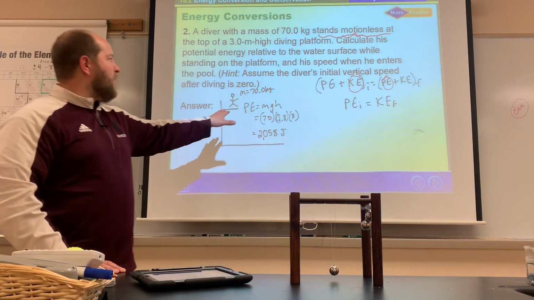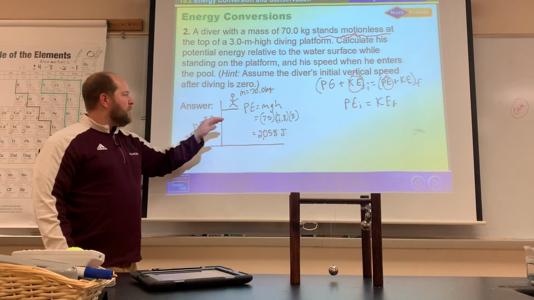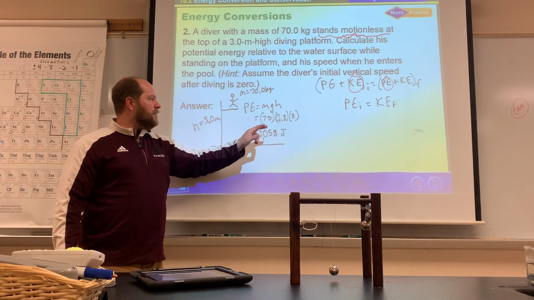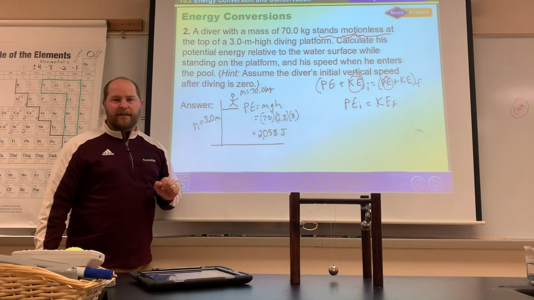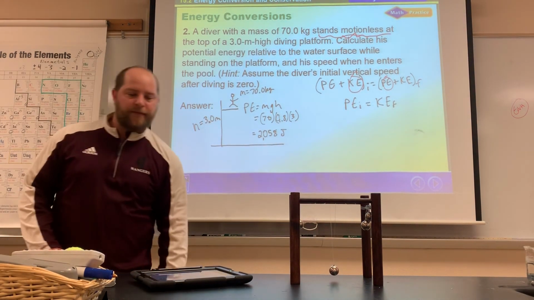So again, I'm going to stop. We were able to solve potential energy without that formula, okay? Keep that in mind. Because potential energy is mgh. Well, we have mass, we have gravity, and we have the height. So we can calculate that without using this formula. And that's going to be important.